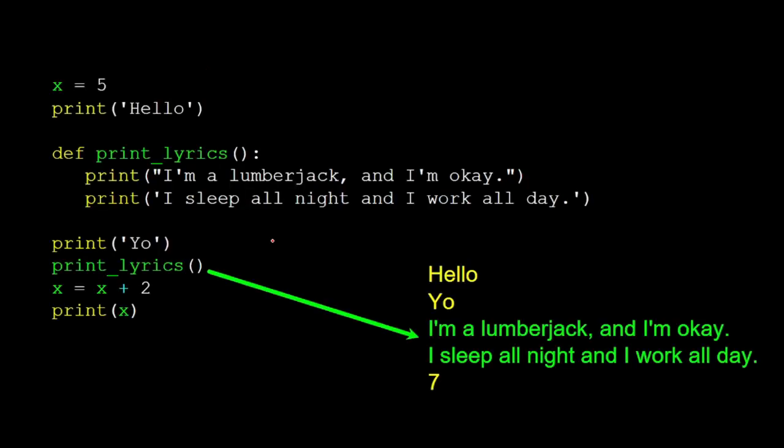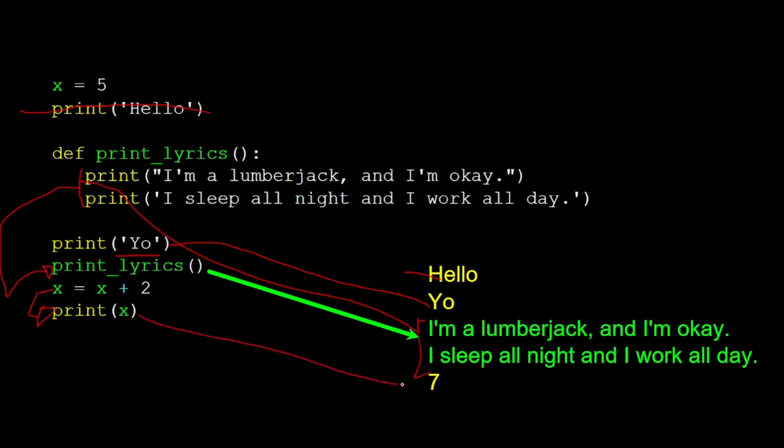Let's see x5, print hello, print lyrics. These two lines of code are the body of the function. The function body: print hello, print lyrics, x equal to x plus 2, print x. Okay, this is hello, yo. This is the first output. These two lines of display are for the function. When we call the function name here, these two lines are displayed. Then after this execution, when we print this line of code, this output is displayed.